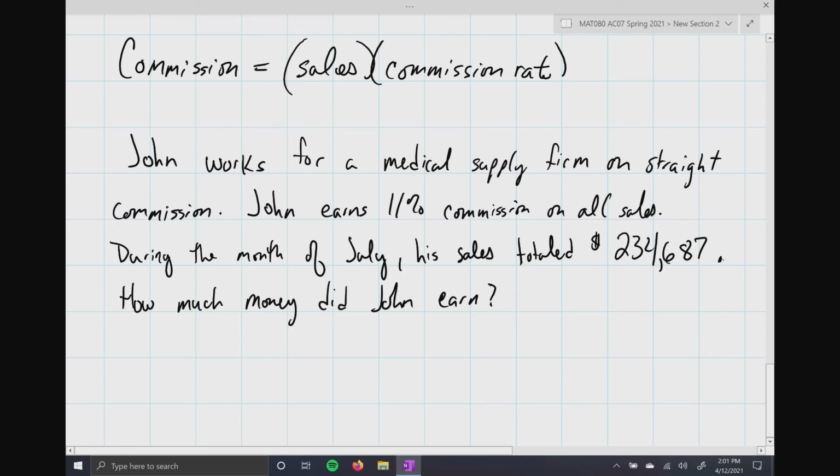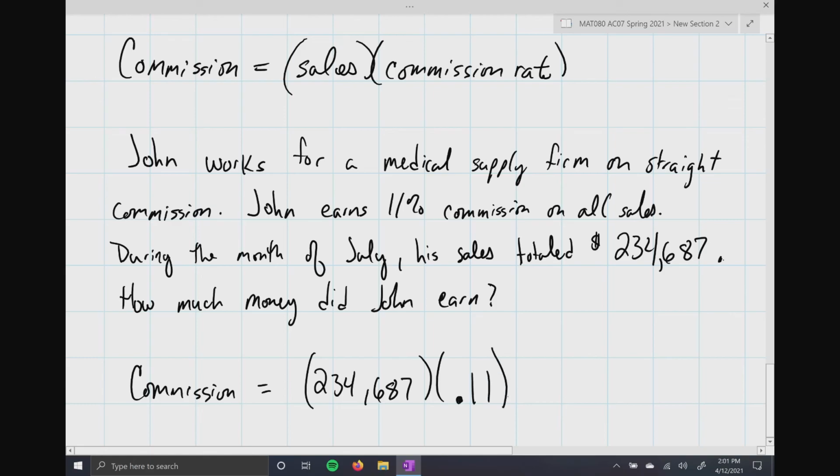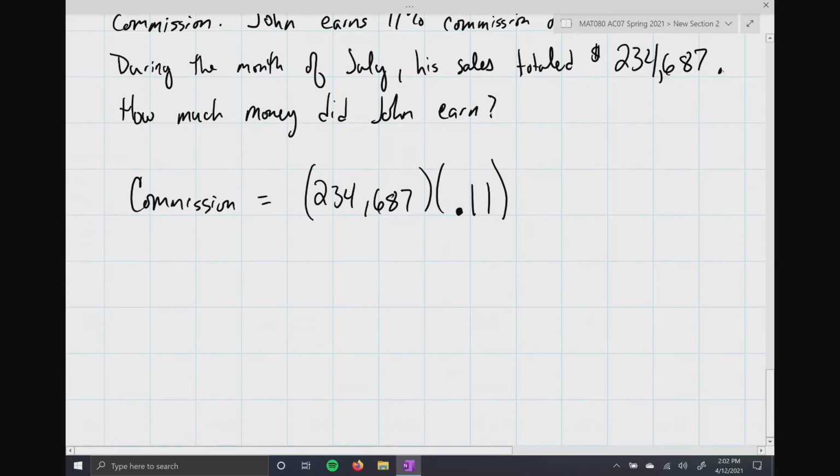Commission equals sales times the commission rate. So my commission is going to equal $234,687 times 0.11. Because remember, we don't do math with percentages, we convert them into decimals. So this is just straight up multiplying decimals. We're going to have 2 decimal places in our answer.